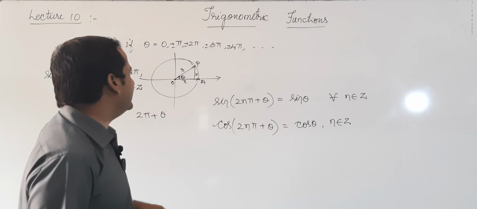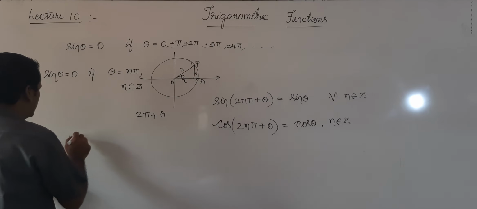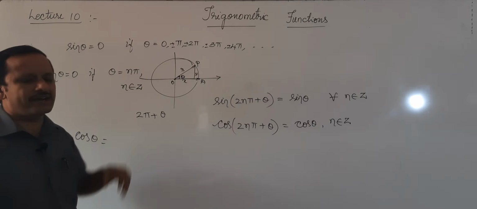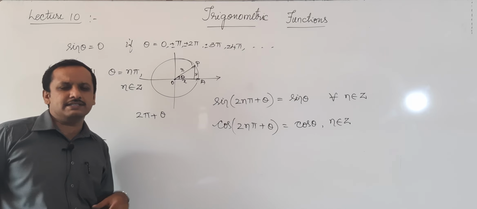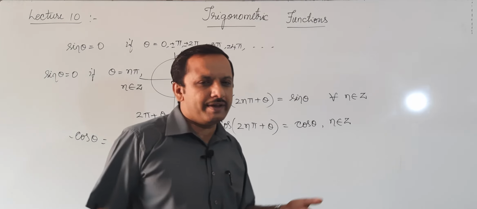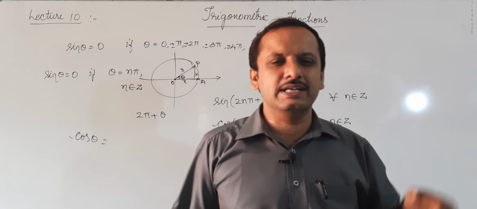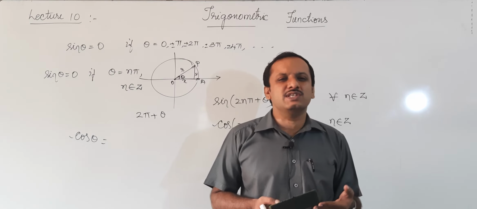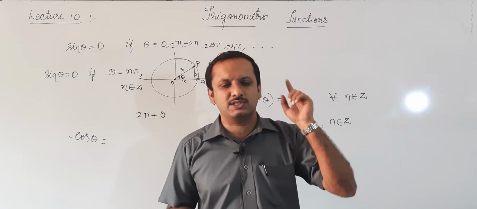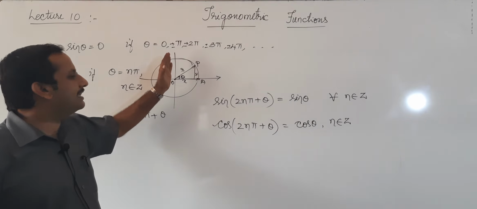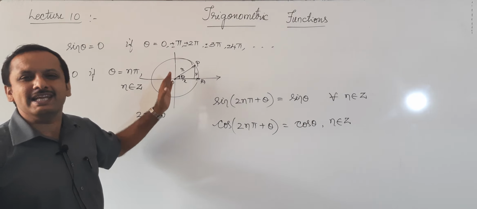Then look at cos theta. When will cos theta be equal to 0? See, cos theta is defined as x by r. Cos theta is equal to x by r. So, cos theta will be 0 if x is 0. 0 by r, you get 0. X can be 0 only if the point is on the y axis. The point is on the y axis means either pi by 2 or 3 pi by 2.